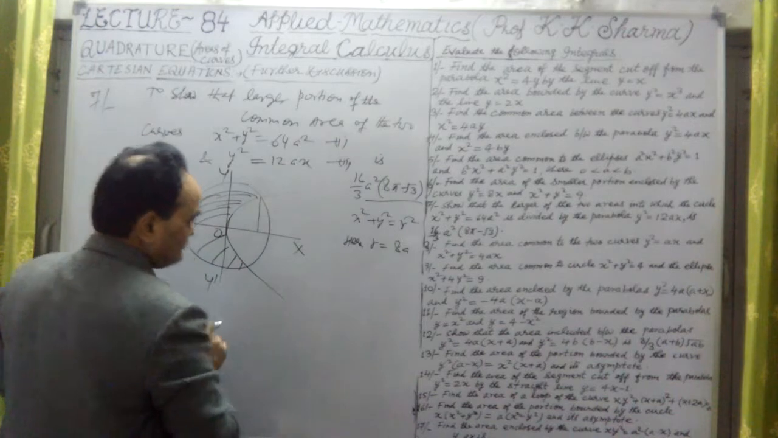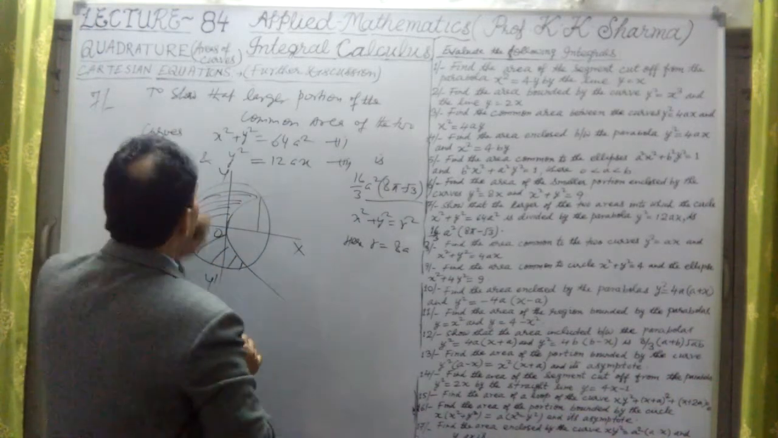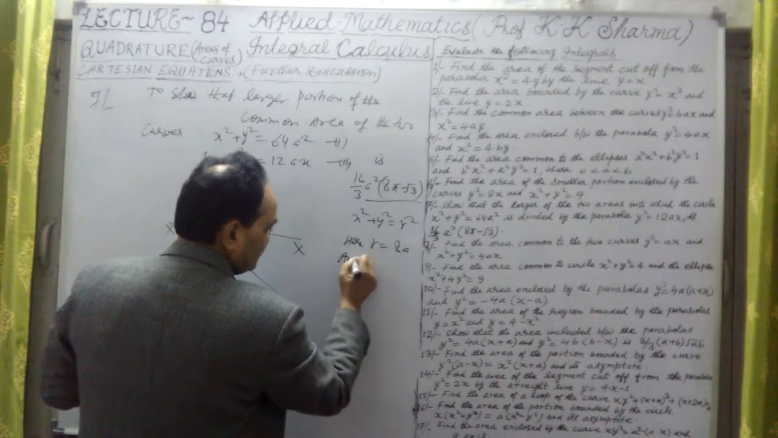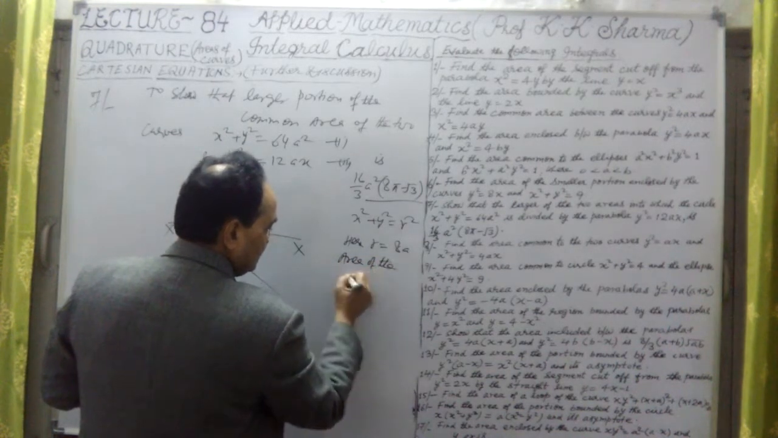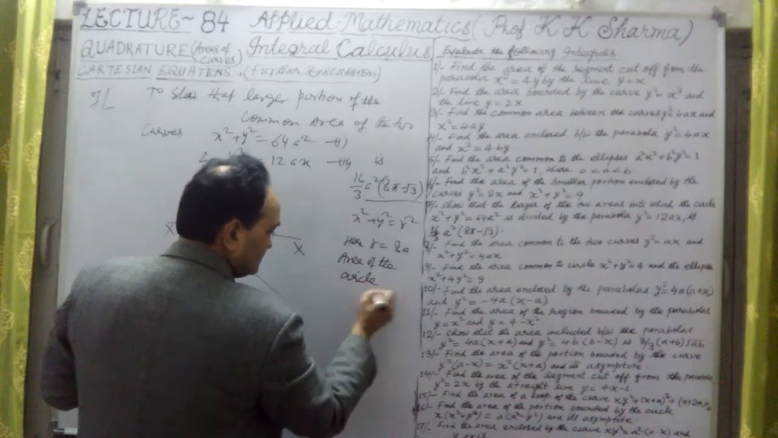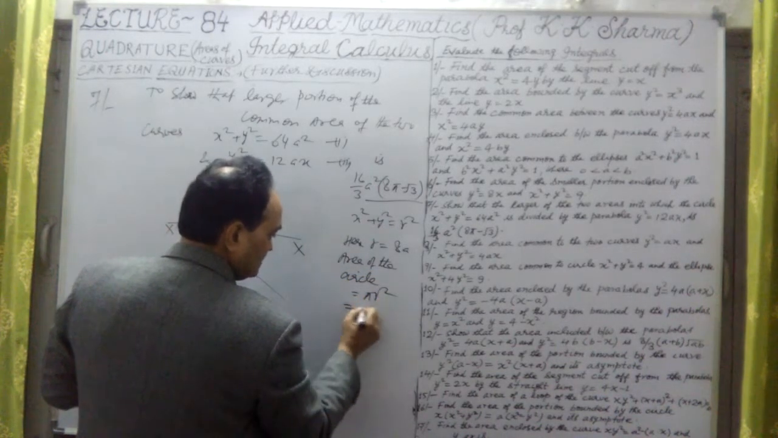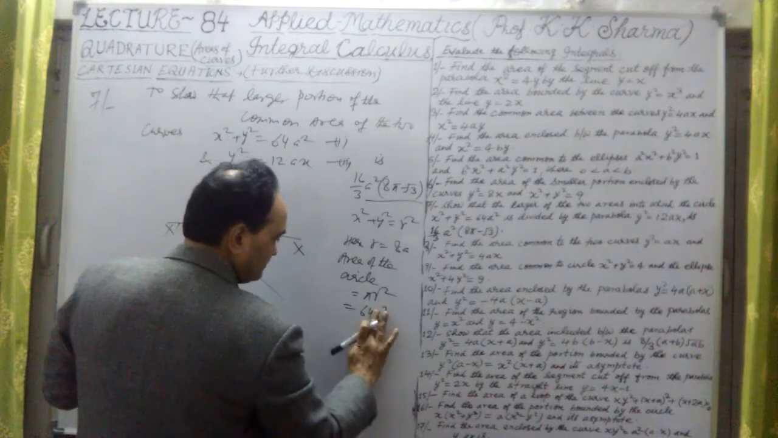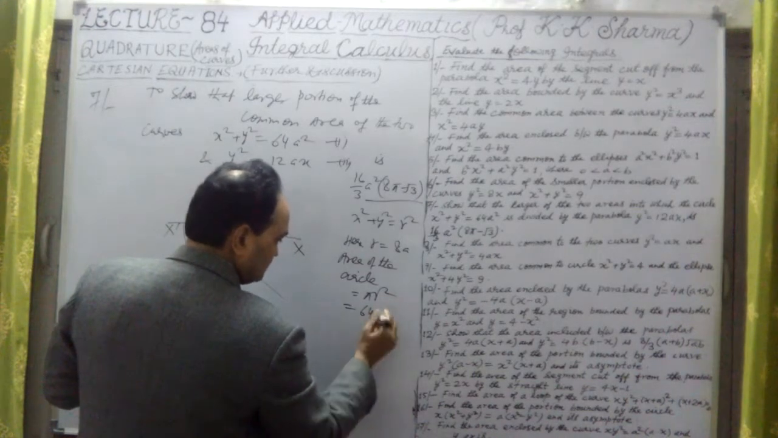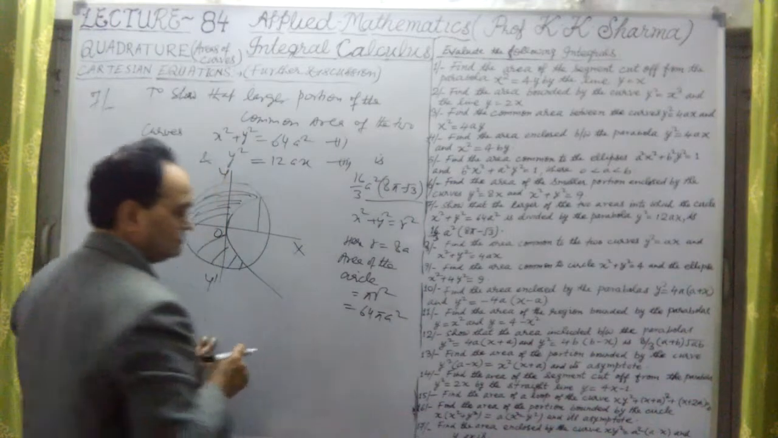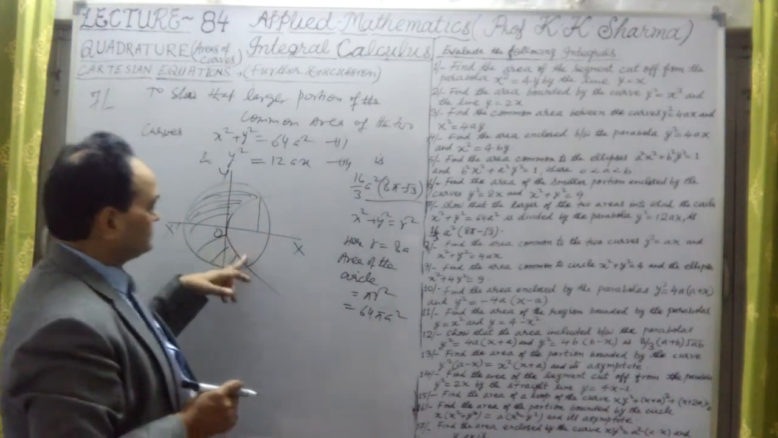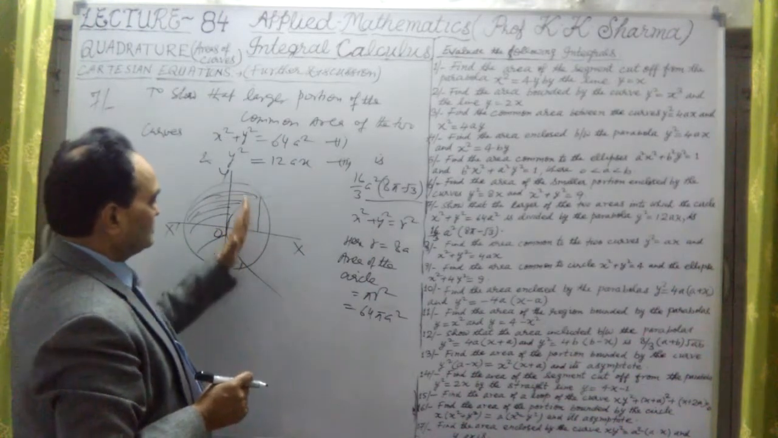Okay, that is simple. But area of the circle is πr square. We know that area of a circle in this case is πr square. That means r square is 64a square, so 64πa square. Let me write. This is 64πa square. This is area of the circle. From this area we have to subtract this area. First let me find out what is this area.